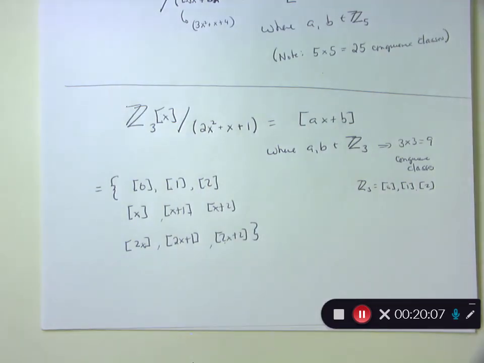So section 5.1 is very, very similar to what we did in chapter 2 with Z mod n, but now we're doing F adjoin x modded out by a polynomial p of x.